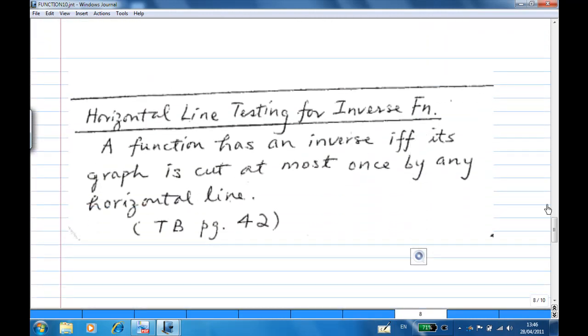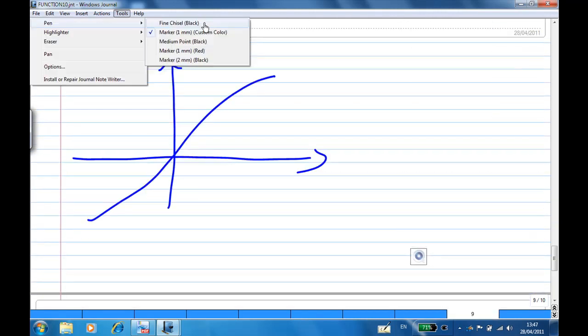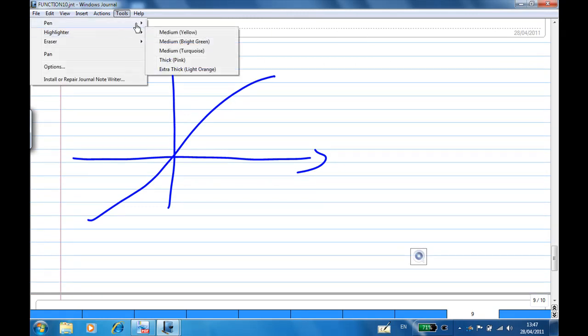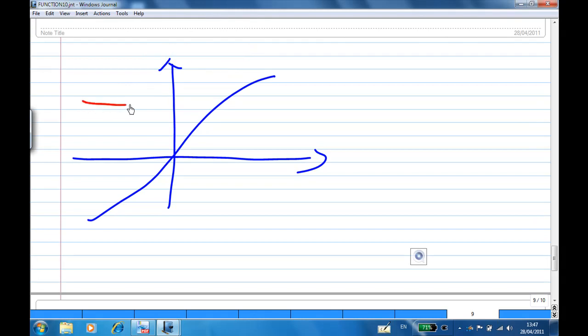How do you know a function has an inverse? You can look at the graph and then apply a horizontal line test. When you draw a horizontal line and you cut the curve at most one point, then the function has an inverse. For example, if you have a function with a graph like this, you draw a horizontal line, and you find that this horizontal line cuts the curve at one point, then the function has an inverse. Okay, so for example, this is the graph of a function that has inverse.